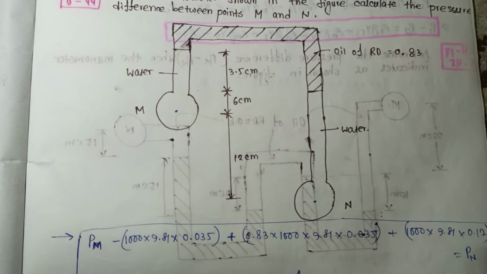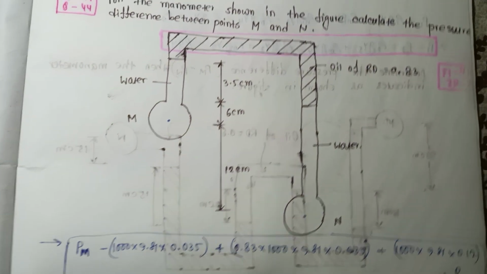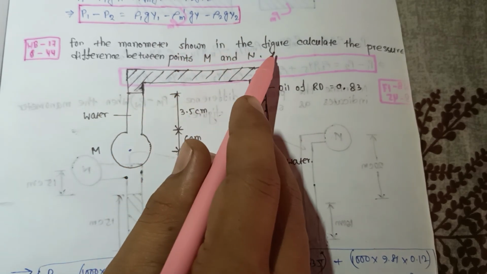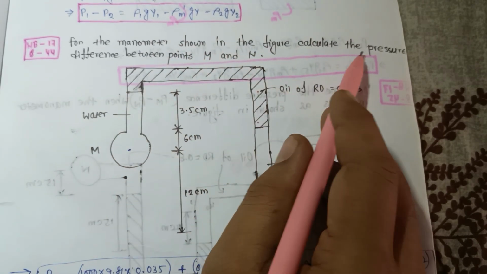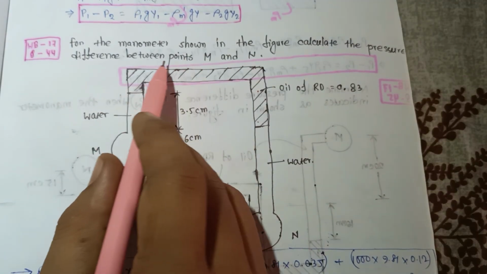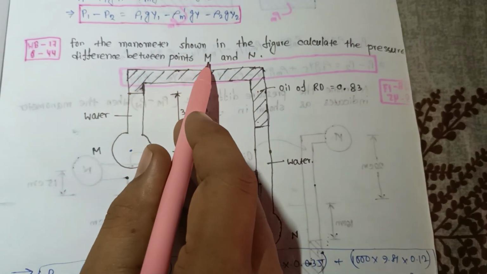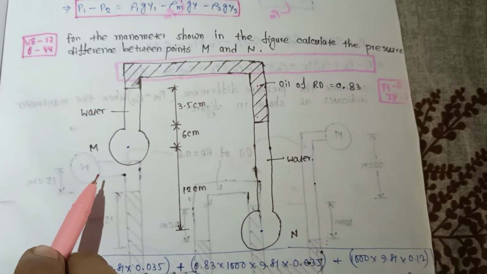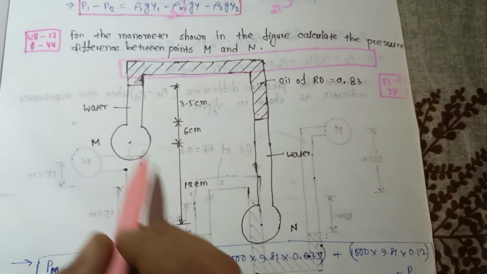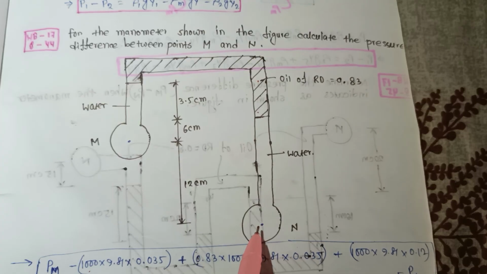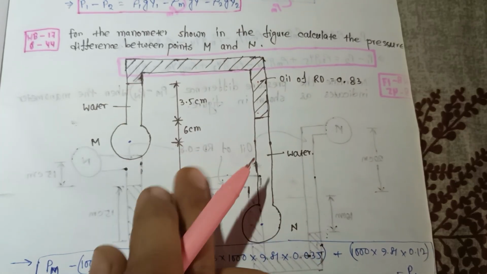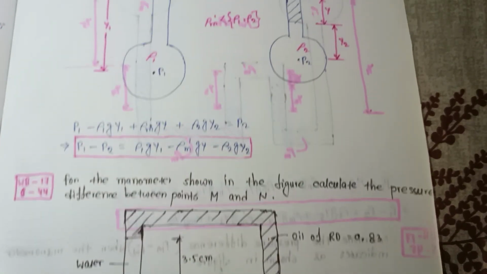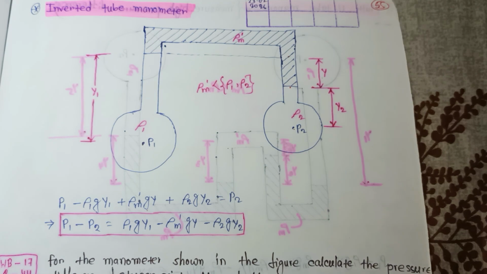Let's understand one question. This is a very important question. For the manometer shown in the figure, calculate the pressure difference between points M and N. You have to calculate the pressure difference between this point and this point. This is given in the question. The formula will be applied in this way.